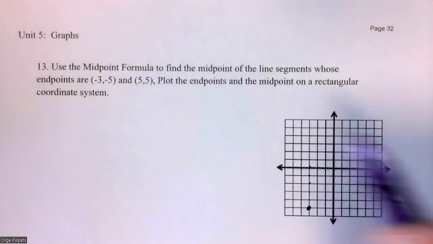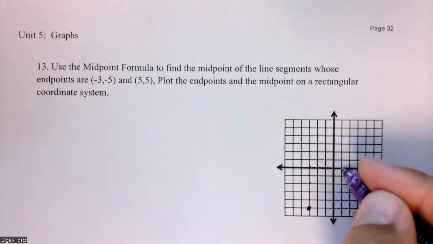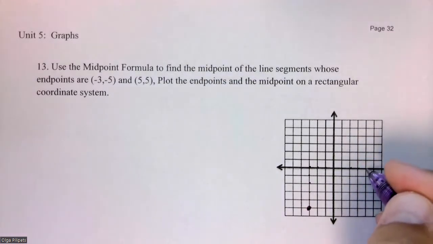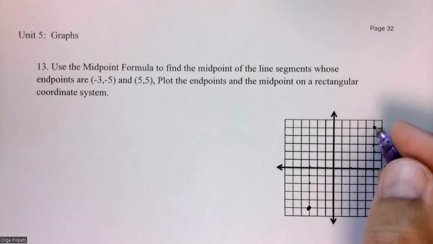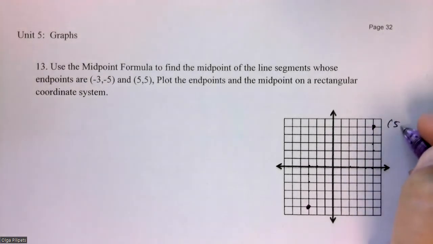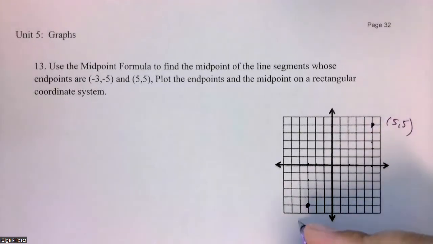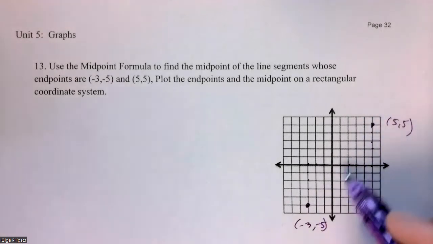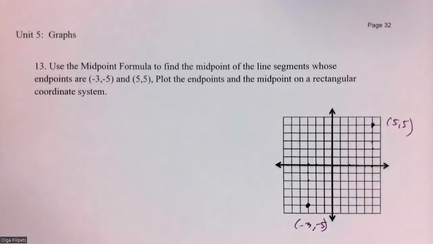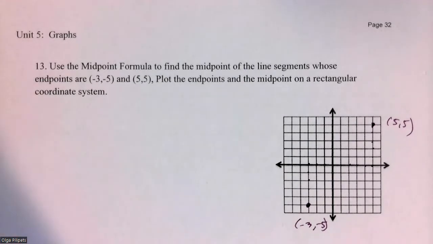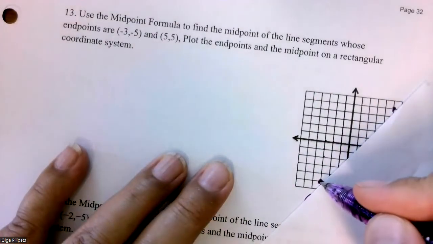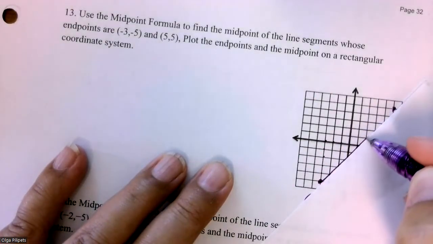The second point is 5, 5. So 5 to the right: 1, 2, 3, 4, 5, and 5 up: 1, 2, 3, 4, 5. So we have 5, 5 and -3, -5. So that's my line. The line is right there.